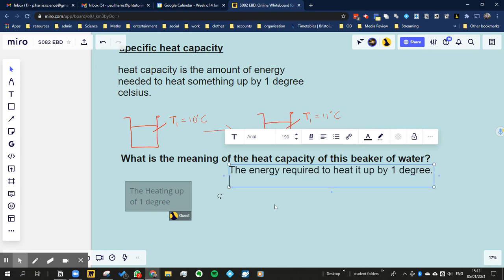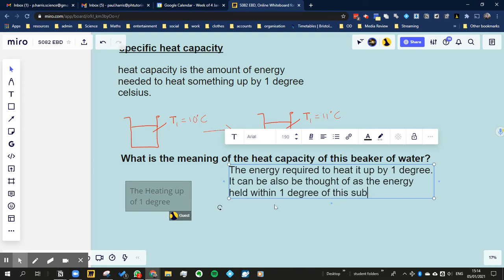The reason why it's called capacity, you think about what capacity normally means. It means how much something can hold. So it can also be thought of as the energy held within 1 degree of this substance. If I gave it another degree, how much energy is held inside that 1 degree? Well, it's whatever energy you've given it. So if it drops a degree, it's going to release that energy. If it drops 2 degrees, it's going to release twice that energy.